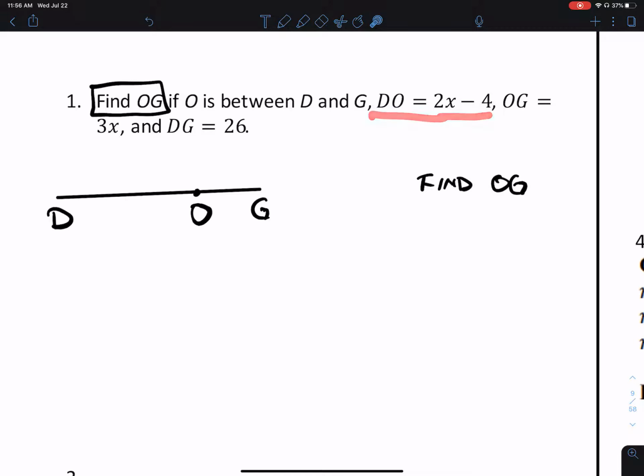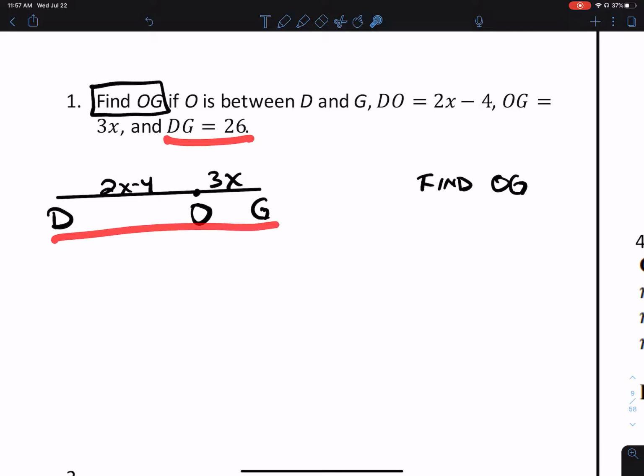DO is 2x minus 4. When you write something on a segment, you are to assume it goes to the two closest points that are named. So it goes from D to O. If you want to put these little things on there, that's cool too. OG is 3x. So we're assuming it goes from O to G.